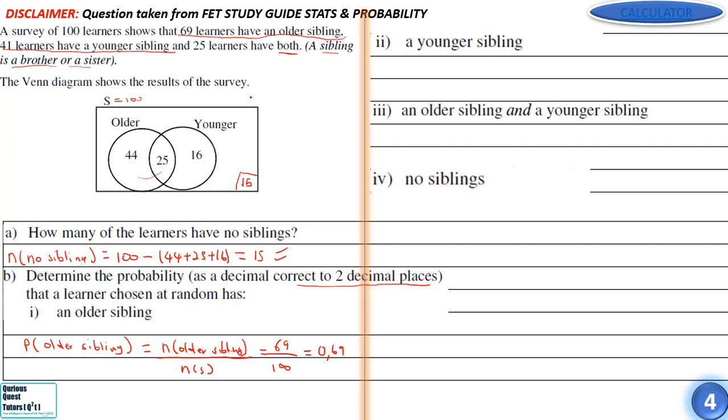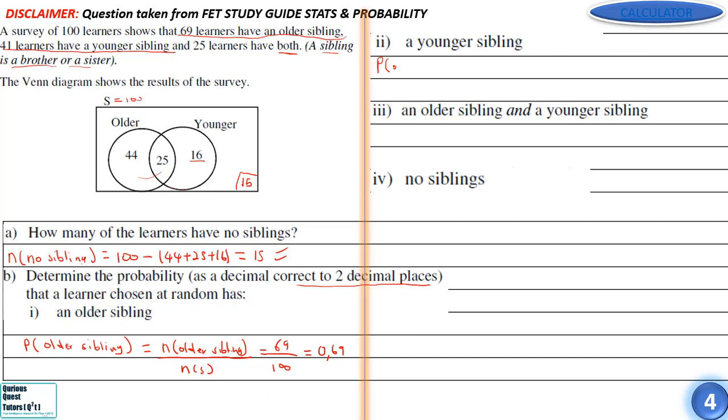41 learners have a younger sibling. Again, if you want to think about it logically using the Venn diagram, then you would have to add up everybody here, because using 16 only would not be the correct idea. These 16 are the people that have a younger sibling only. That means if you use 16, you're excluding those that do have a younger sibling but also have an older sibling. So please be careful when you read this problem and make sure that you're thinking about this in the correct manner. So let's write down that probability.